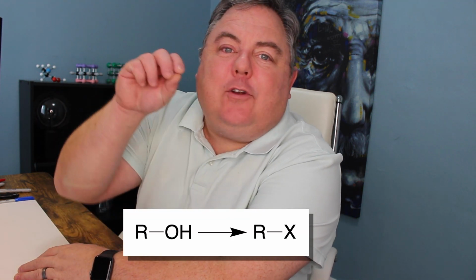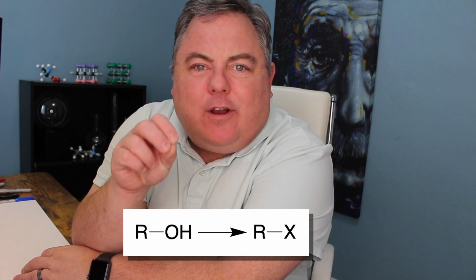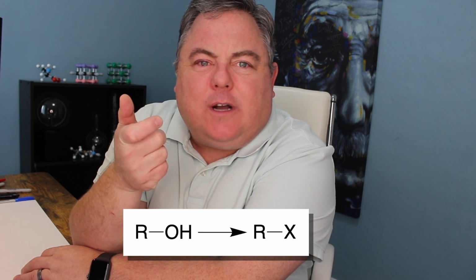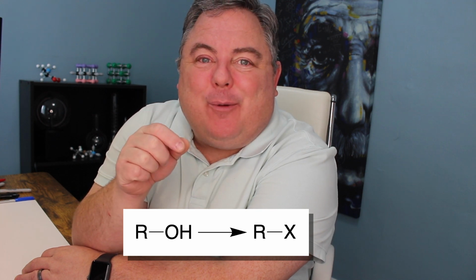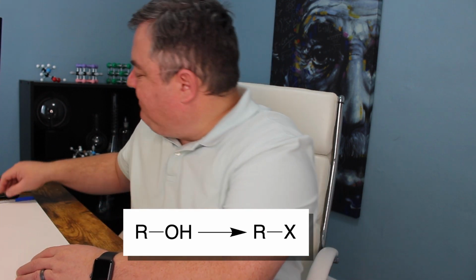In this video, we're going to look at how to turn the bad leaving group that's on an alcohol, the OH hydroxyl group, into a good leaving group. Let's jump right in.